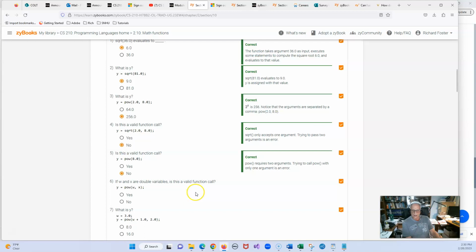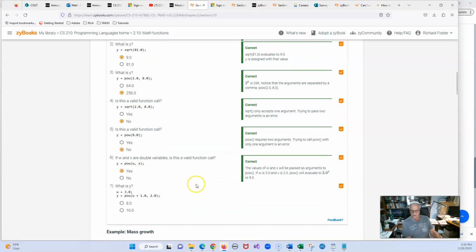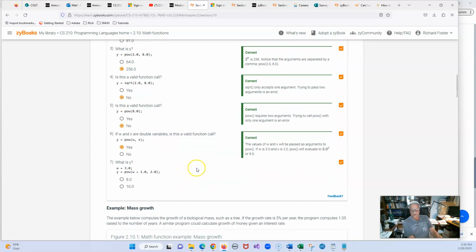And w and x are double values. Is this a valid function call? I don't see anything wrong with that. So let's go with yes and see what happens. Hopefully I won't crash and burn. And we're good there. And here's what is y. So what you want to do, and this is where parentheses come in handy, if I was writing this function, I'm going to be writing pow, and then I'm going to put in parentheses the w and the 1.0. So if w is 3, adding 1 to it makes it 4. Raising it to the power of 2 should be 16.